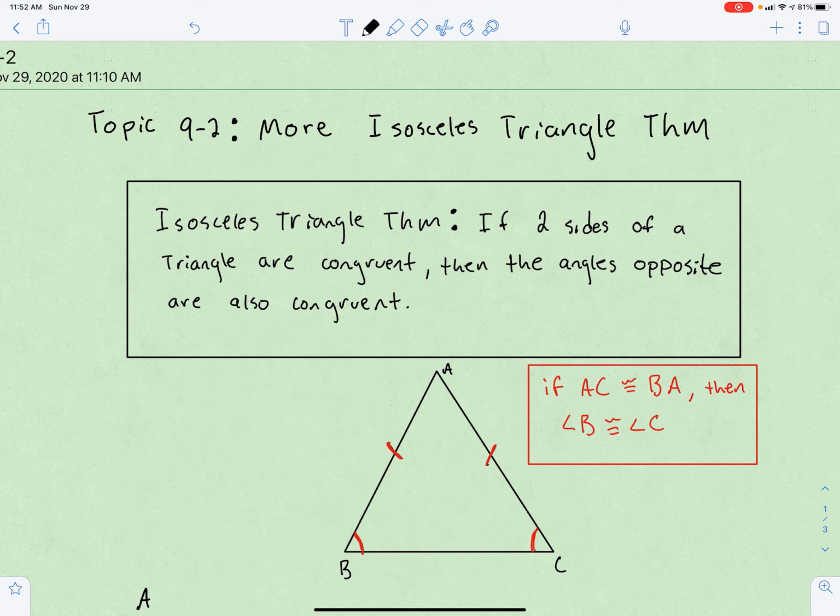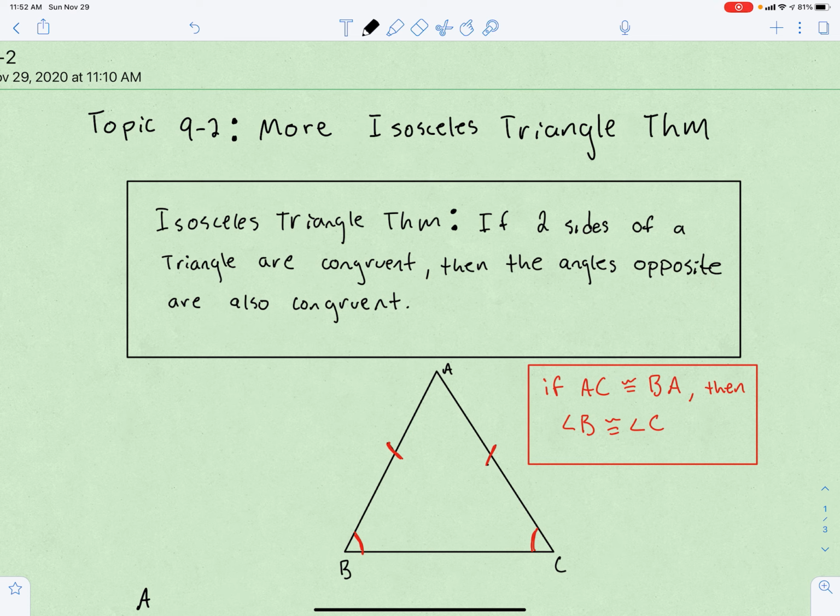All right, today we're going to talk about topic 9.2, which is more isosceles triangle theorem. Really quickly, you don't have to write this part down. This is the part we talked about in 9.1, just exactly what the triangle theorem is. It states that if two sides of a triangle are congruent, then the angles opposite are also congruent.